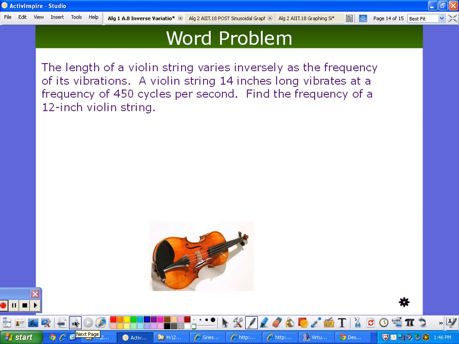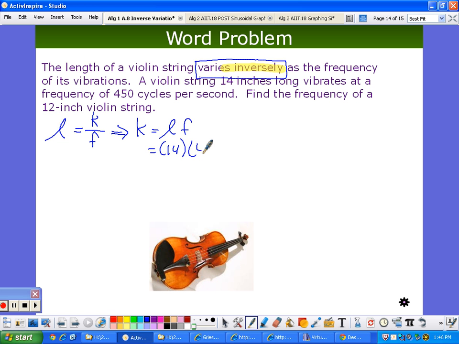Last question. The length of a violin string varies inversely as the frequency. Make sure that this stands out, that we're doing an inverse variation, not direct. So length varies inversely is k over the frequency, and you might want to write it as k equals L times F, the length times the frequency. They're going to give you one, right? A violin string that's 14 inches long vibrates at 450 cycles per second. So then I just multiply those, and that's my k.